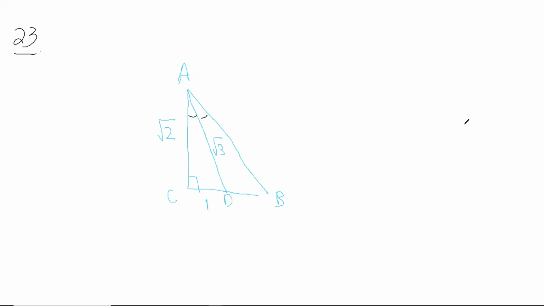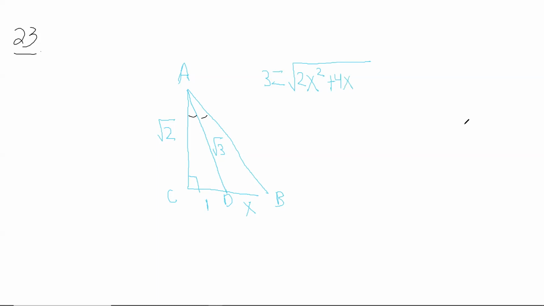And so I made DB x, and I kind of just followed the angle bisector thing. So AD squared, 3, is equal to the square root of 2x squared plus 4x.